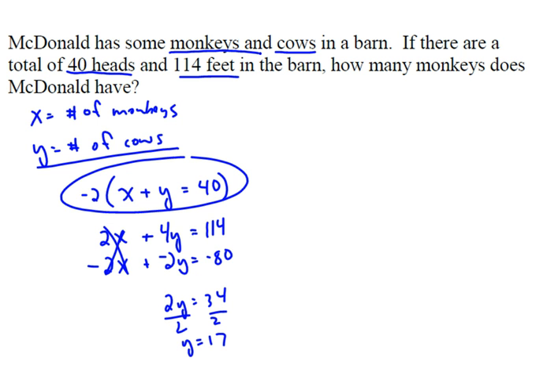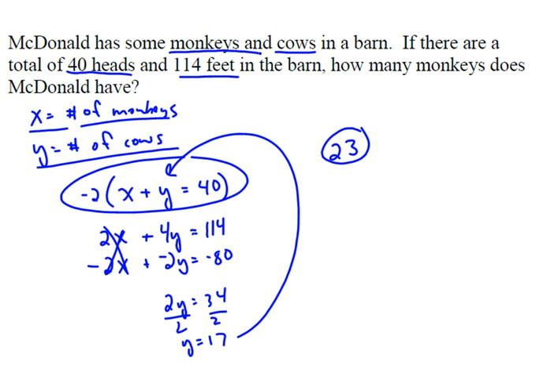y is the number of cows, and x is the number of monkeys, so we just plug 17 back in here for y. Subtract 17 from both sides, and we get the number of monkeys is 23, because 23 plus 17 is 40.